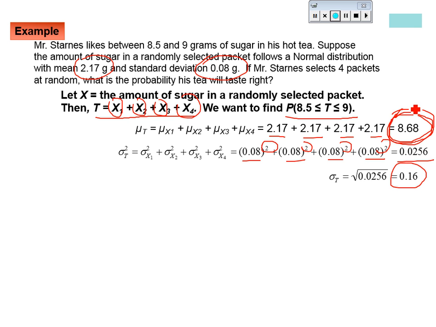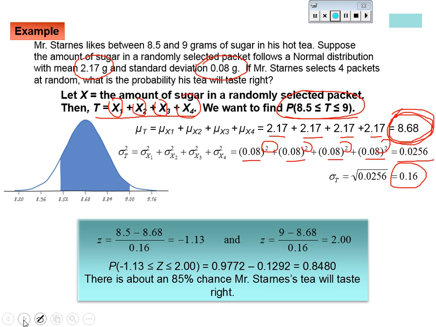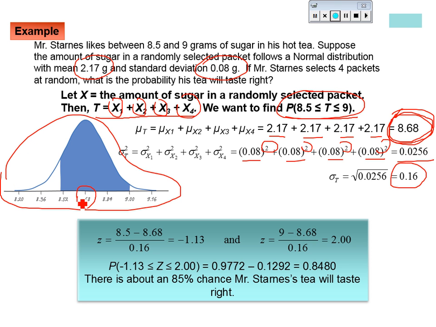So in order to answer this question, what's the probability that he'll get between 8.5 and 9 grams of sugar in his tea, I'm going to use the normal distribution. So here is the normal curve. Notice we have the mean in the middle, 8.68, and then here's the standard deviation, 0.16, going in both directions. So what I want to do first is find the z-score for 8.5 and the z-score for 9. So this right here represents how you would find the z-score for 8.5. This right here represents how you would find the z-score for 9 grams. And then here are the z-scores for each one of those.